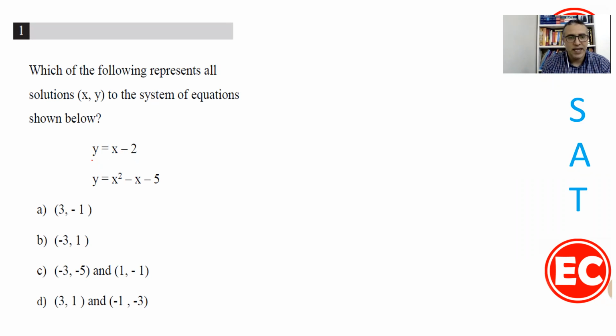Usually in SAT, it gives you the equations as y equals and y equals. And all you have to do, since it's y equals and y equals, is to write the two equations equal to each other. So x squared minus x minus 5 is equal to x minus 2. Then I'm going to move the x and negative 2 to the left side.